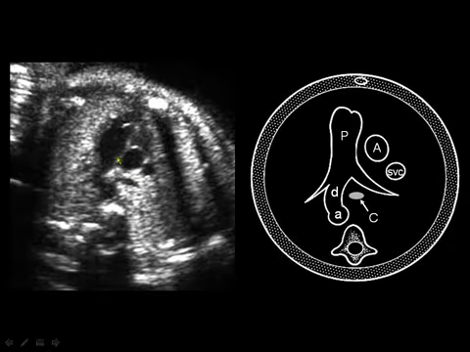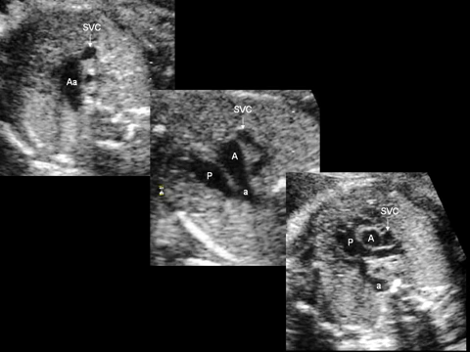And then the 3 vessels view is immediately above that. Usually you see the pulmonary artery a little bit elongated, and then the aorta, and then the superior vena cava. Immediately above the three vessels view, you will move, and then you will be able to see the aortic arch where you connect the descending aorta to the ascending aorta, and then the ductal arch which connects the pulmonary artery to the descending aorta.